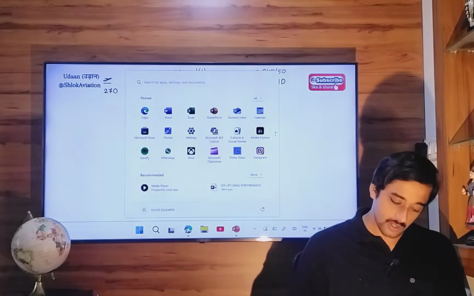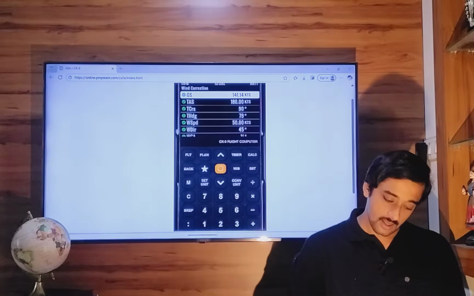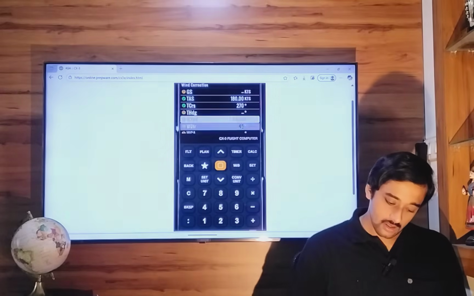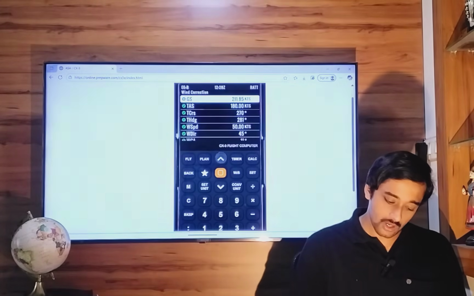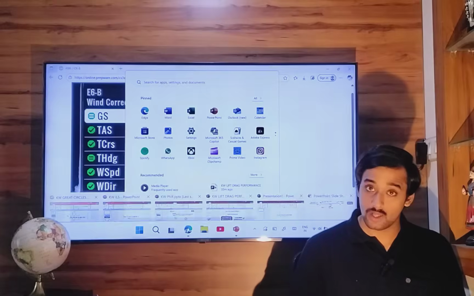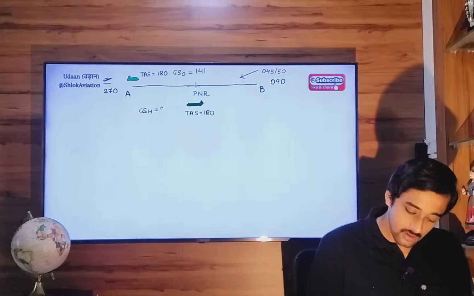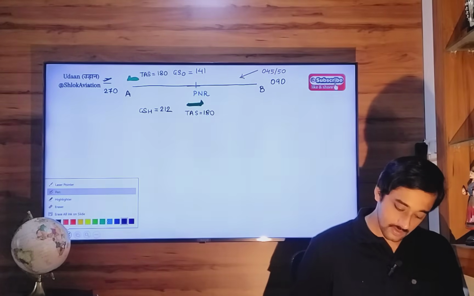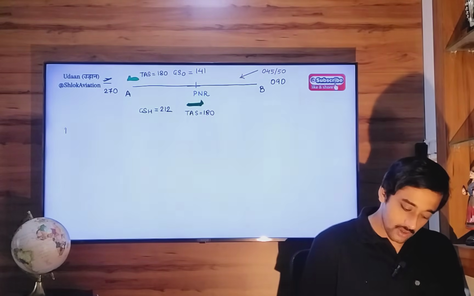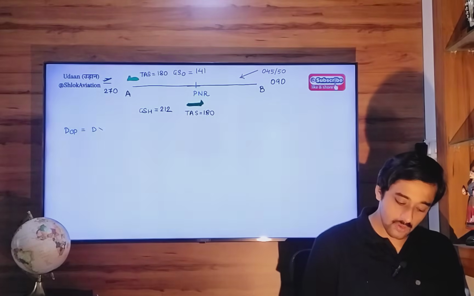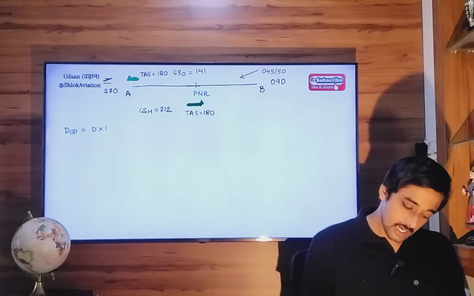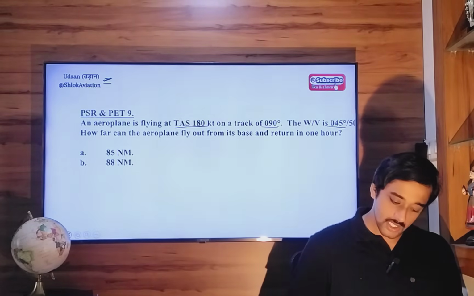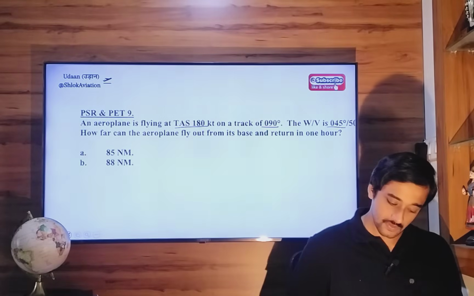Now homebound ground speed. TAS 180 knots, true course 270, winds 45 at 50 knots. So ground speed homebound is 212 knots. Okay, 212. So next thing, distance to critical point equals total distance between departure and destination multiplied by homebound speed divided by outbound plus homebound.